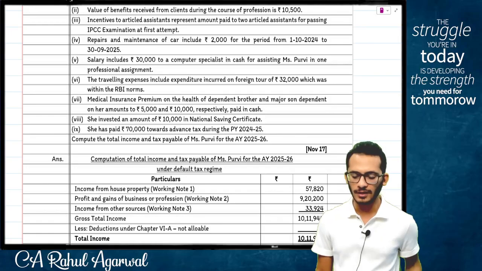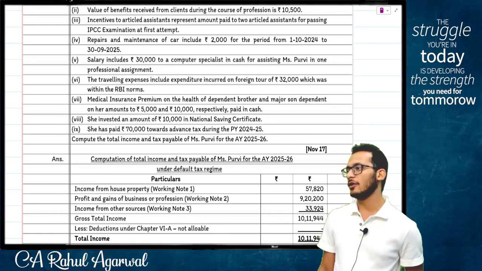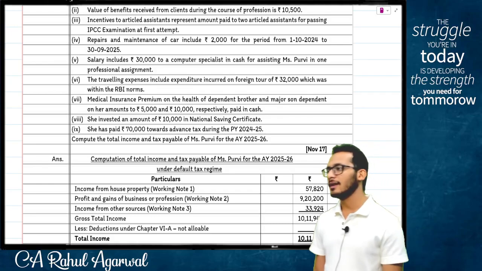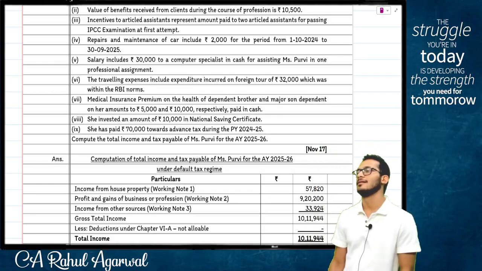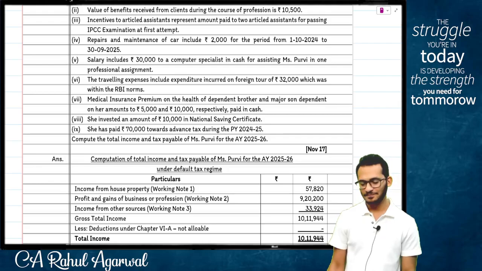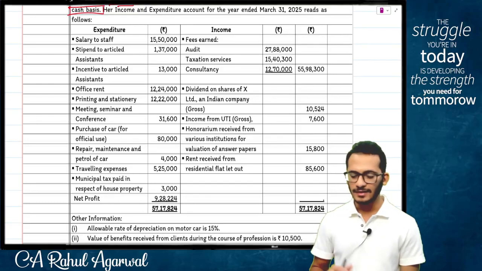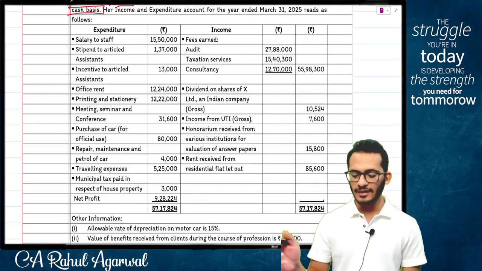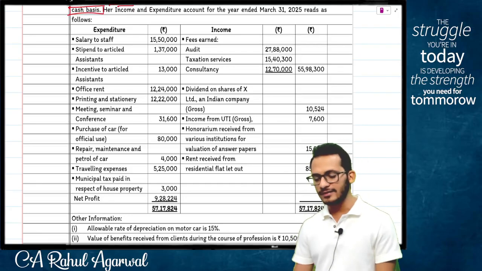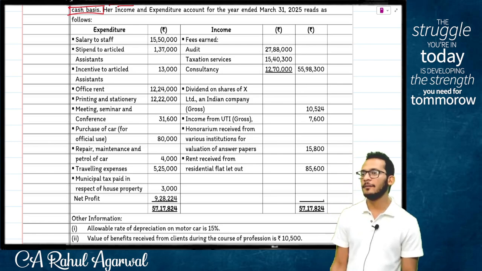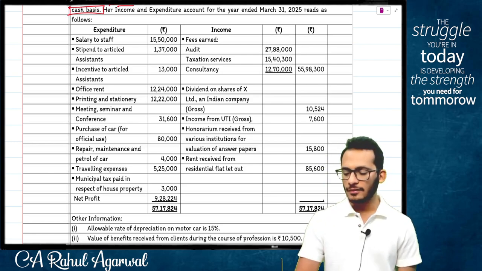It says compute the total income and the tax payable of Purvi for the assessment year 25-26. Blunt question, people. It says compute total income and tax payable. Look at the right side. It says fees earned: audit is 27 lakhs, taxation is 15 lakh 40, consultancy is 12 lakh 70, total is 55 lakh 98,300 rupees. I am putting this on hold.